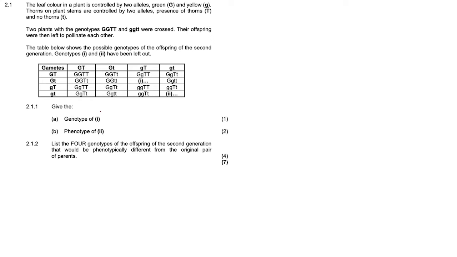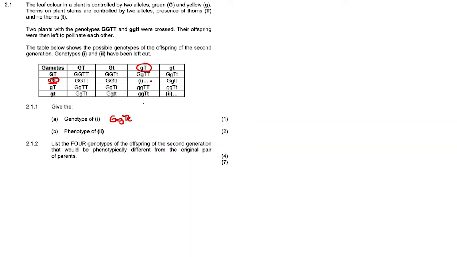Genotype I. So here we have the genotype I, and we can see that it is this gamete being crossed with this gamete. And when we cross those two, we get the genotype capital G small g, capital T small t, as the capital letter comes first.